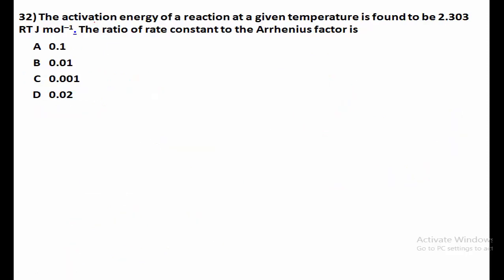32nd question. The activation energy of a reaction at a given temperature is found to be 2.303 RT joules per mole. The ratio of rate constant to the Arrhenius factor is. So first, what is the Arrhenius equation? K is equal to A into e raised to minus Ea divided by RT. They asked you to find the ratio of rate constant to the Arrhenius factor. A is the Arrhenius factor, K is the rate constant.